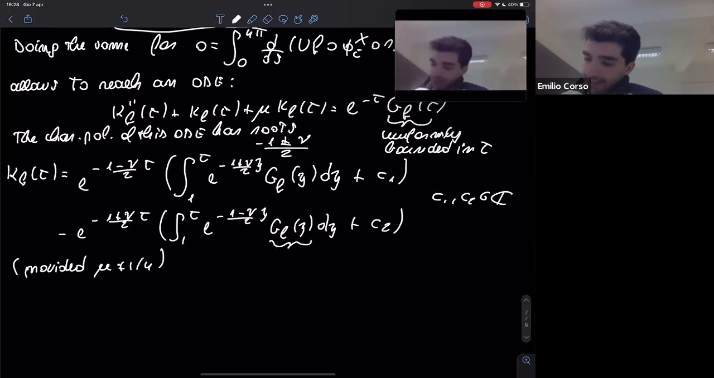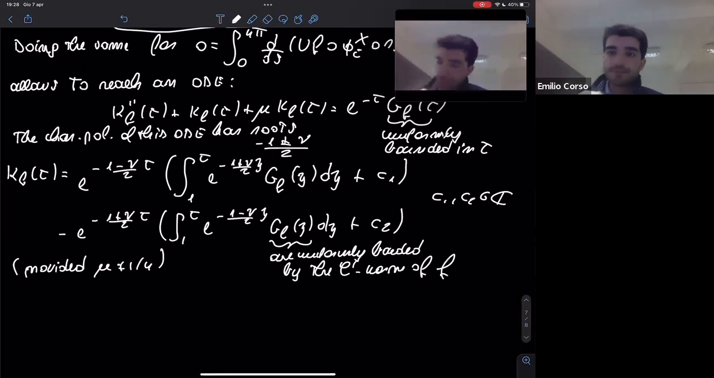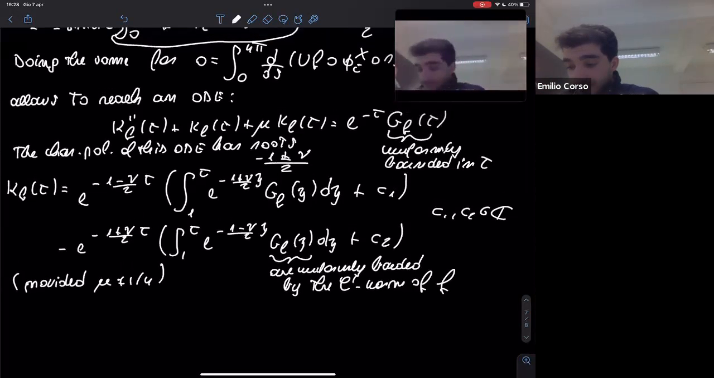Just to notice that these coefficients here are uniformly bounded by the C1 norm of my function f. And from that, I can deduce all the estimates that I have on the coefficients d plus minus mu and on the remainder term.